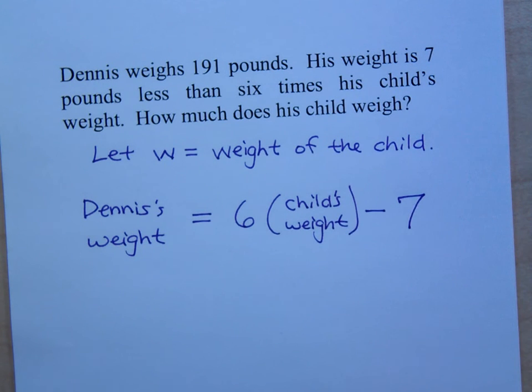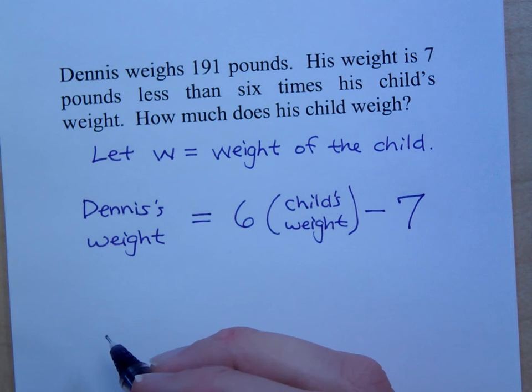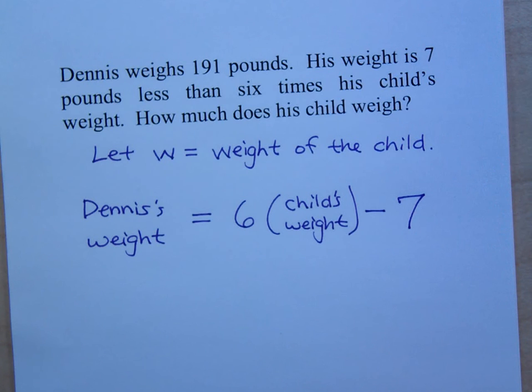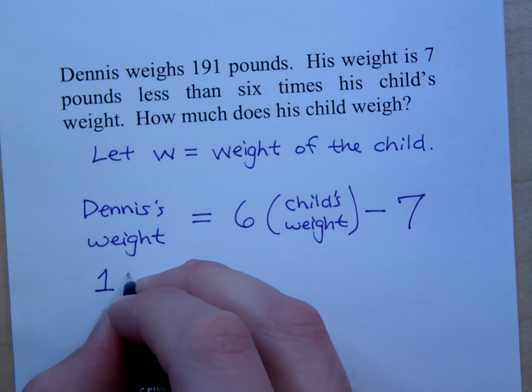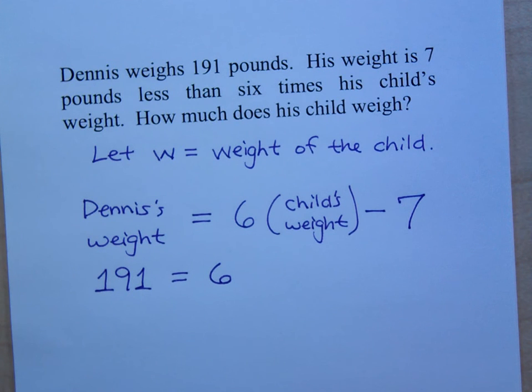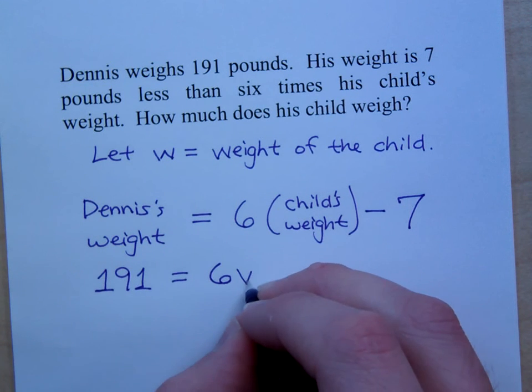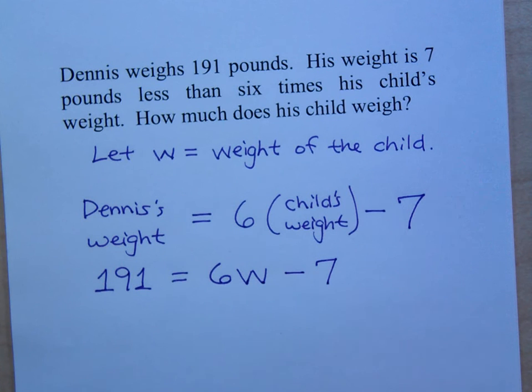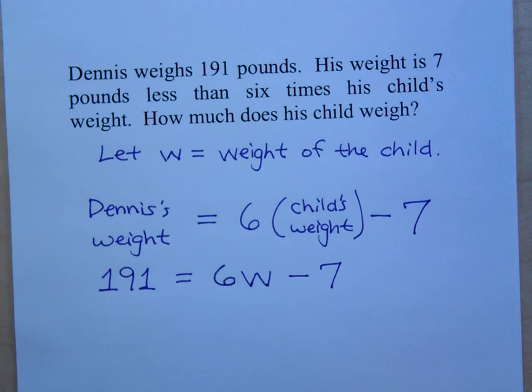That's what you're doing. This is how we're taking the words, and now it's kind of like half math, half words. And then from here, this is almost like a little template for us. We replace everything with the algebra. So how do we replace Dennis's weight? Dennis's weight is not x. What is Dennis's weight? It's 191. Equals 6. How are we representing the child's weight? With a variable w. So this is my equation.